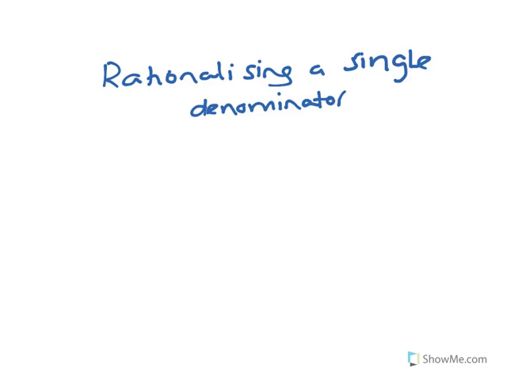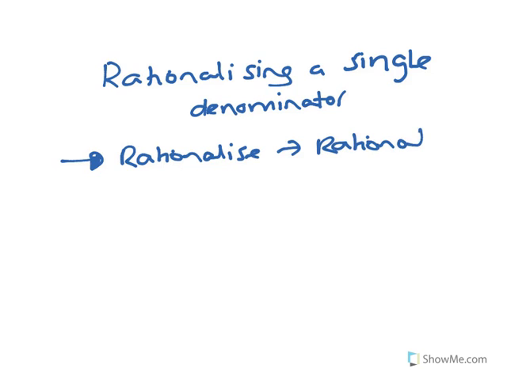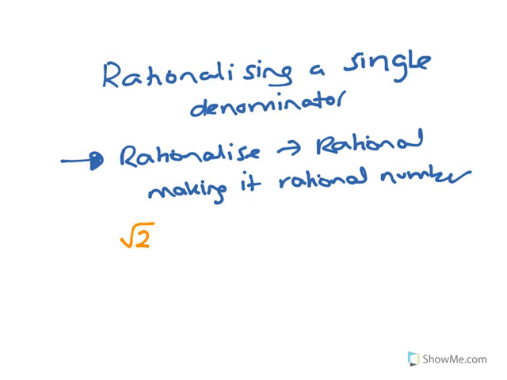Okay, so what does the word rationalise mean? Rationalise comes from the word rational, which means making something a rational number. If you want to make something a rational number, like for example, if you've got root 2, that means you have to remove the surd.